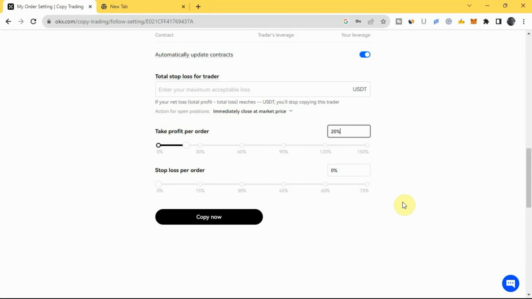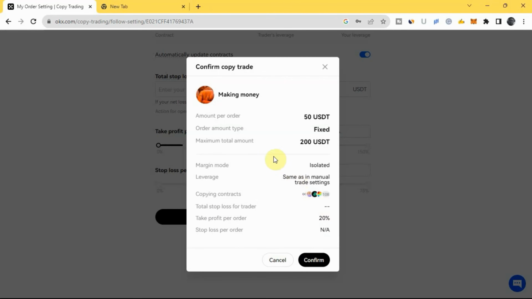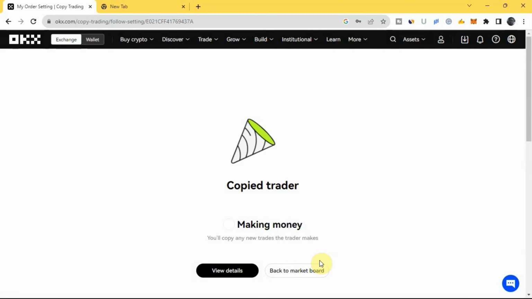So once you've set all of this, just come right here and click on copy now. And then right here, you can see the summary of all your details. And if you're okay with them, you can come here and click on confirm. So you can see right here, copy trader making money. You copy any new trades the trader makes.